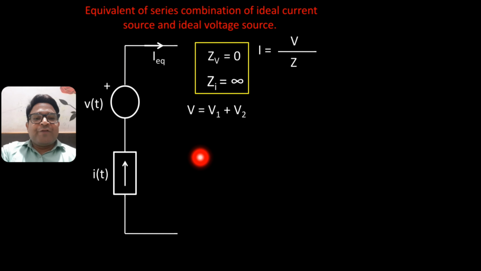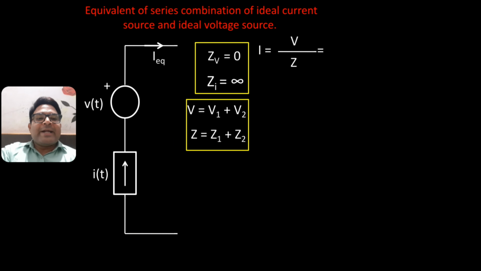So the total voltage V of this series combination will be the voltage of this voltage source and the voltage of this current source. So V is equal to V1 plus V2. Similarly, the total impedance Z will be the series combination of the internal impedances of these two ideal sources. So Z is equal to Z1 plus Z2, or Z is equal to ZV plus Zi. So we have these two values.